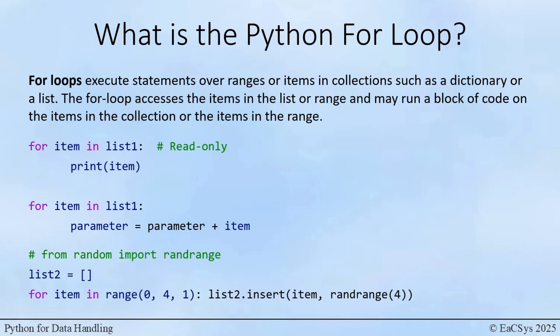Now we'll talk about the for loop in more detail. The for loop executes statements for each item in a defined range or object collection, such as a Python data storage dictionary or a list. The precondition for using a for loop is that the object it is used on has the iterable property. This means that the for loop may walk through or iterate over each item in the given range or each object in the collection. The for loop executes its block of code for each element, item, or object in the range or collection.